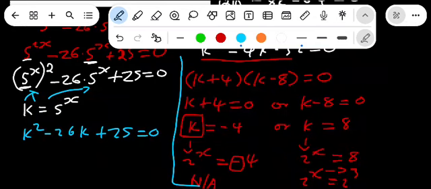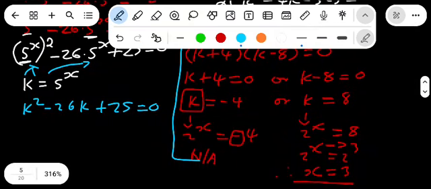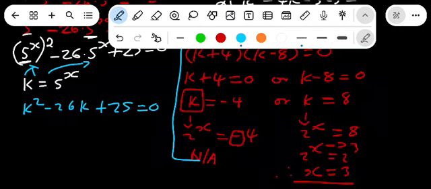So we have that. Here is a quadratic. We ended up with a quadratic, which we can factor. This will be k minus 1, and this will be k minus 25.